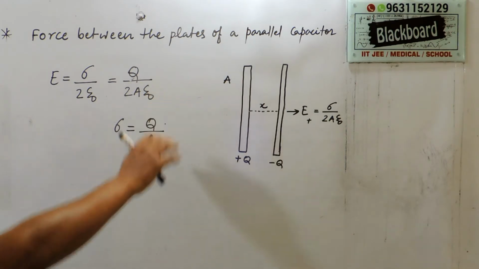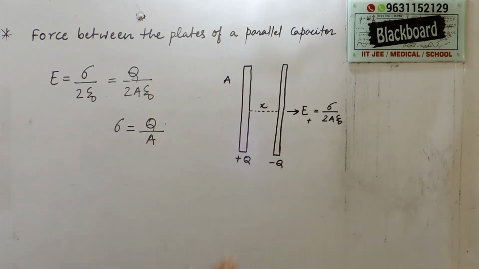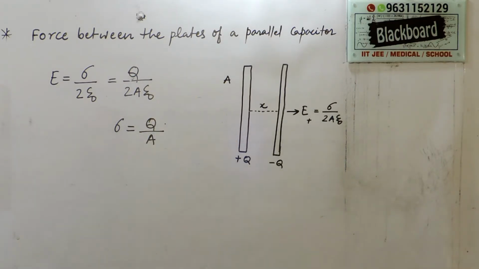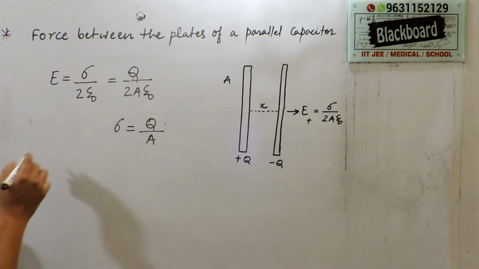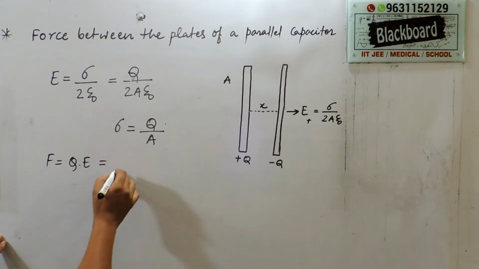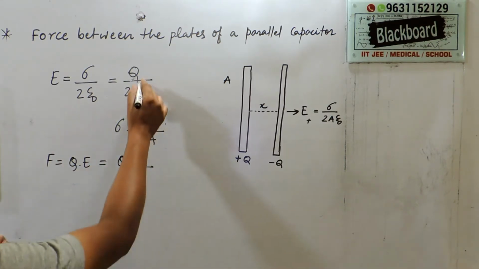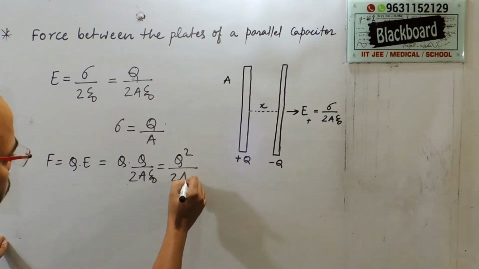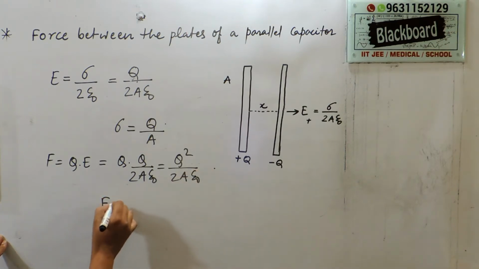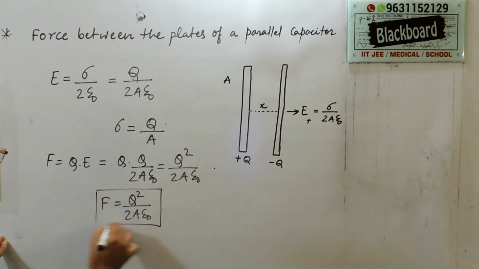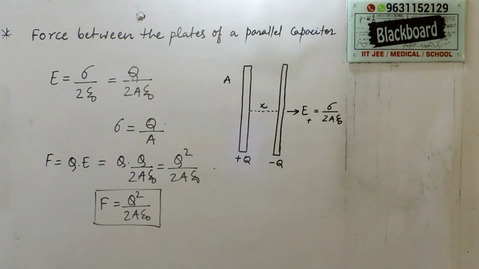If the plate is very large, the negative charge minus q on the other plate finds itself in the field of the positive charge. Therefore, the force on the plate is F equals q into E. Putting the value of E, this is q square by 2A epsilon naught. This is the force, and this force is attractive in nature.